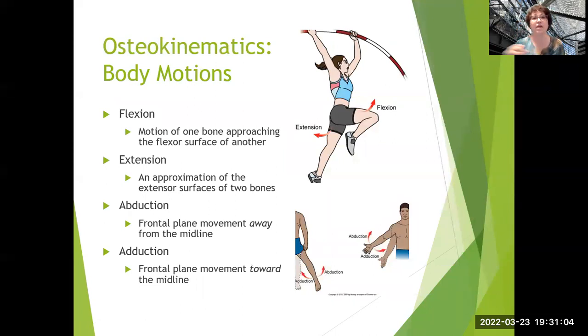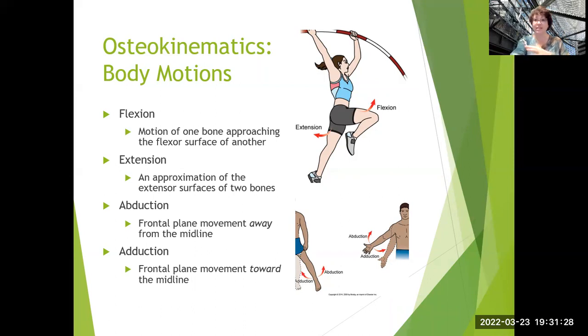There are specific osteokinematic definitions for all of those different movements that we just did a summary of. So flexion happens in the sagittal plane, and it's the motion of one bone approaching the flexor surface of another. Extension is the approximation of extensor surfaces of two bones.